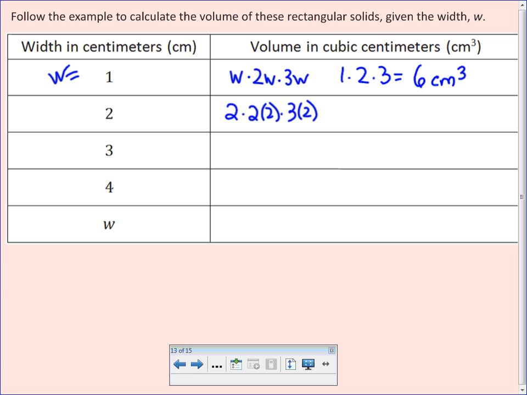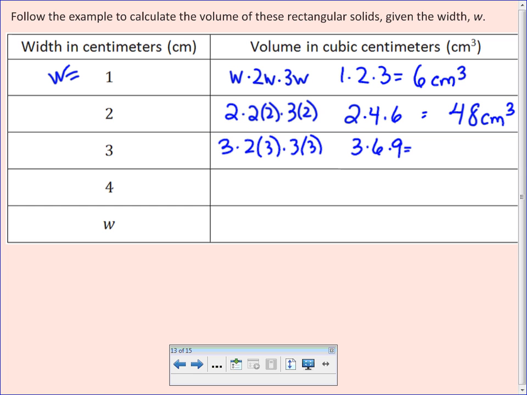So then that would be 2 times 4 times 6. It should really be written top to bottom on scrap paper or note paper. 2 times 4 is 8 times 6 is 48. So this would be 48 centimeters cubed. If the width was 3, 3 times 2 times 3 times 3 times 3. So 3 times 6 times 9. Woo, we're getting some more big numbers in here.